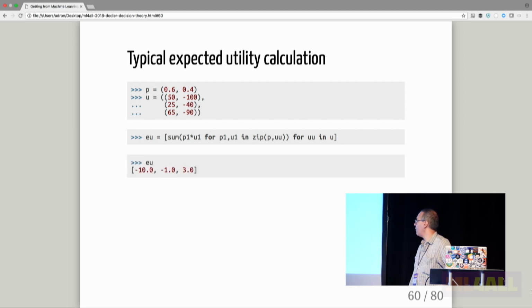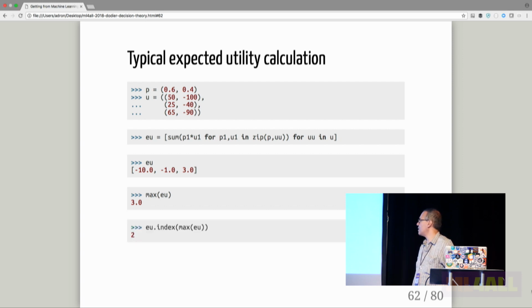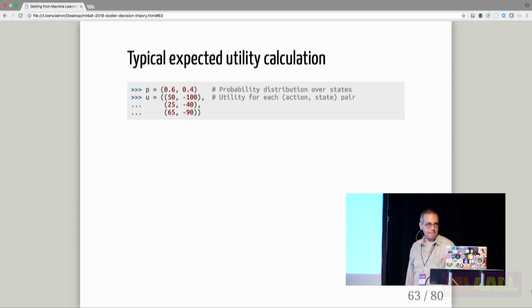Here we do the whole thing at once, and we find these are our expected utilities. That is to say, the weighted sums of the utilities. And you see that the greatest value is 3 in this case, and its index is 2. That means that in this case, we recommend the action corresponding to row 2.